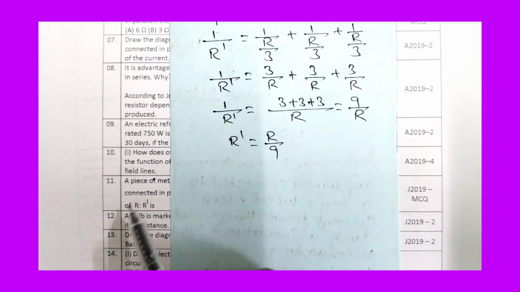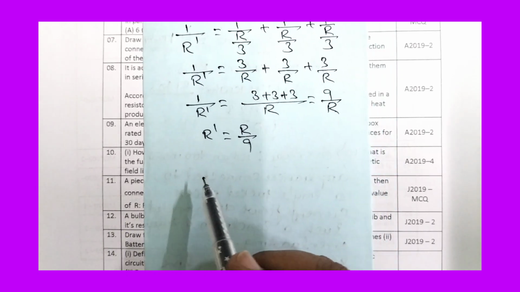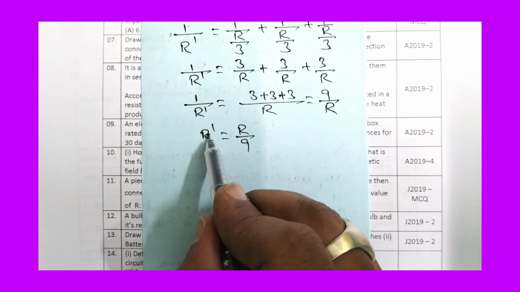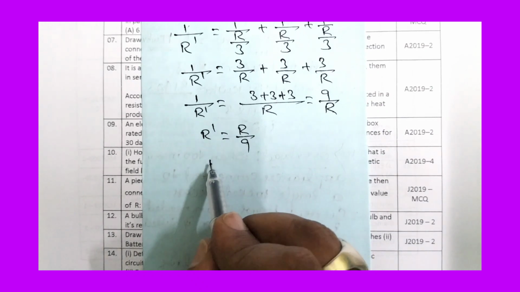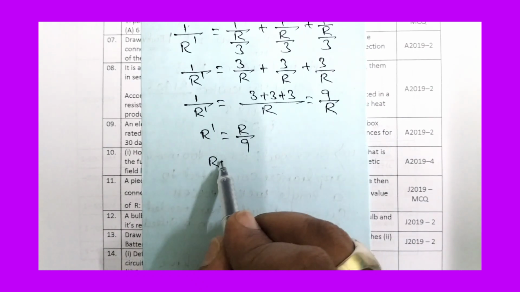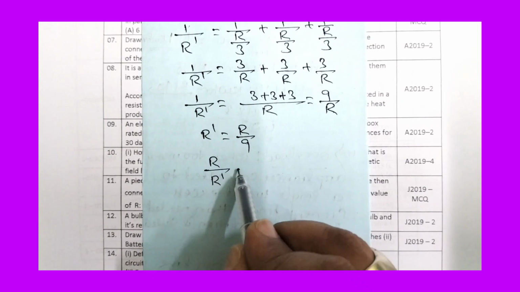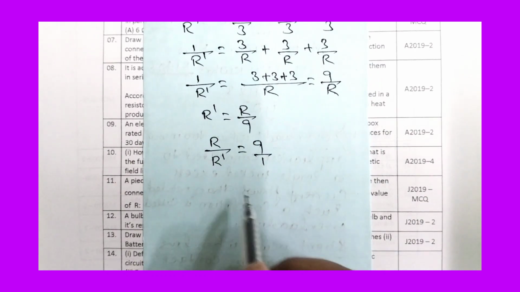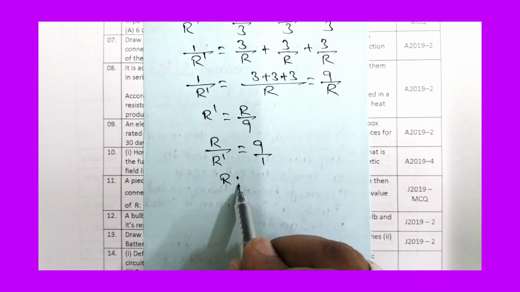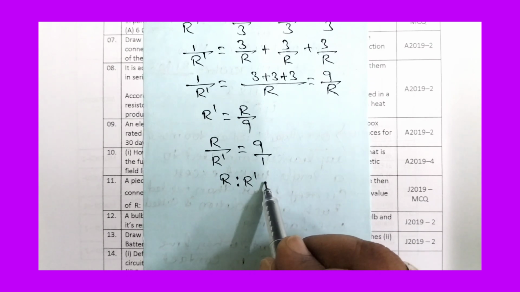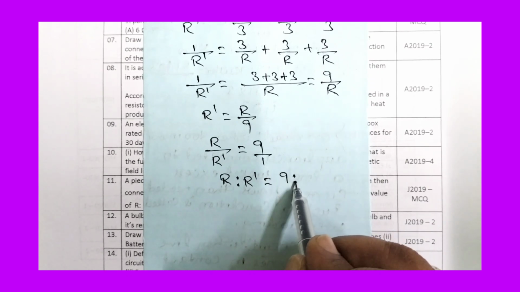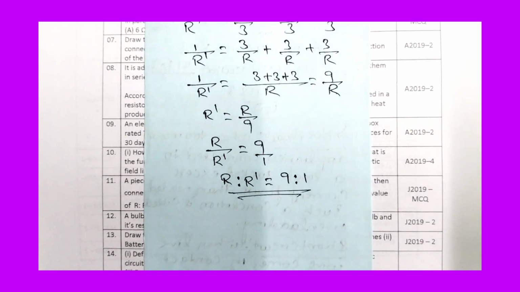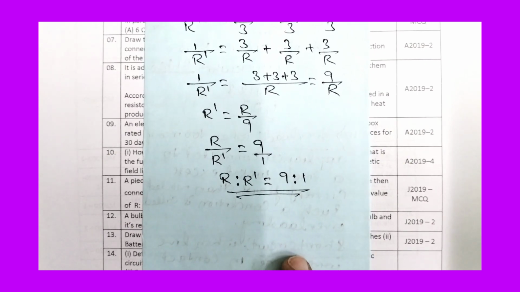Now they asked for the ratio R is to R dash. So bring R dash down and take the 9 up. R/R dash is equal to 9, which I write as 9/1. So the ratio R is to R dash is equal to 9 is to 1. So this is the ratio. Like this we have to answer this question.